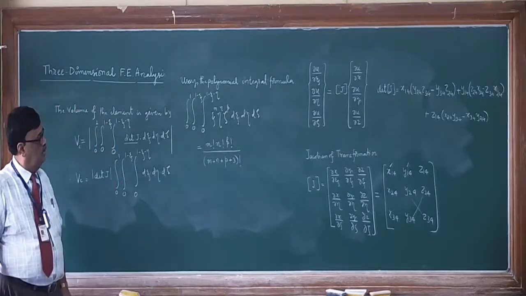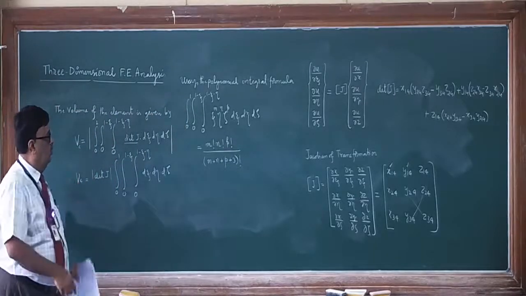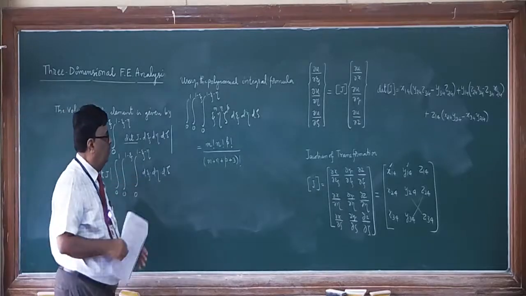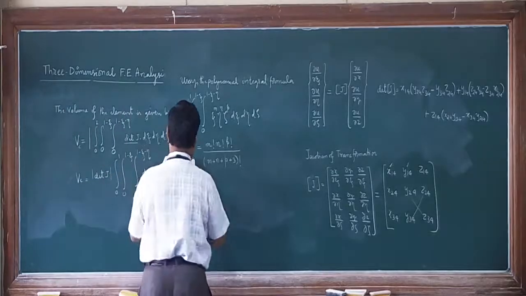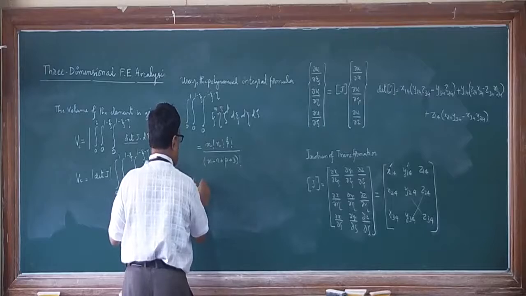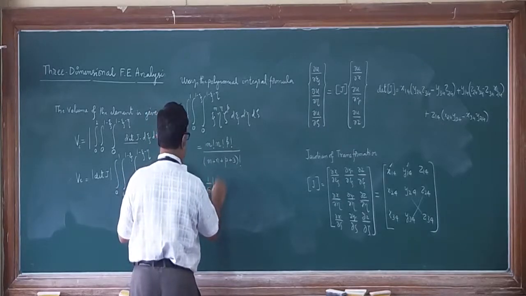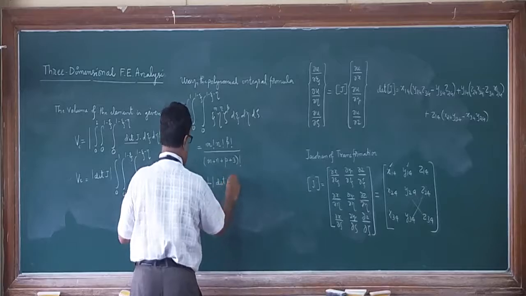So if you use these, of course here there are no m and zeta and all that, these are 0, 0, 0. So if you substitute that, what we will get is the volume of the element, which is 1/6 of the determinant of J.